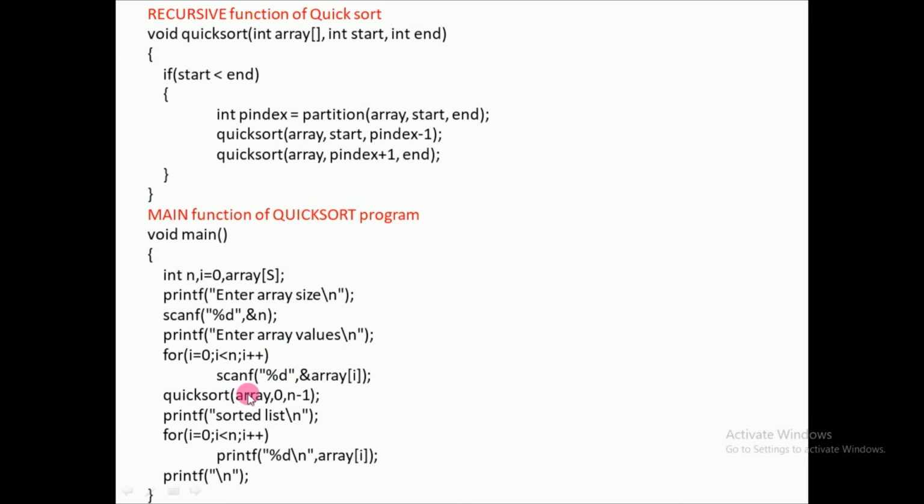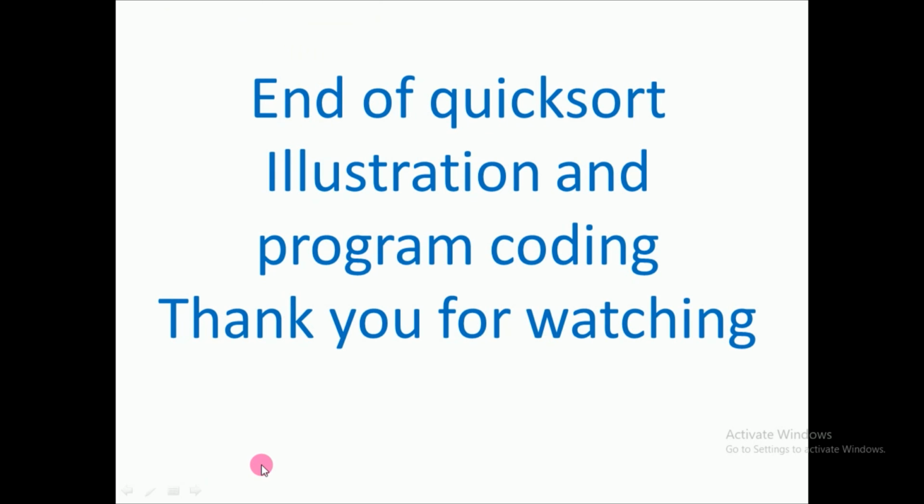Then we will call the recursive function quicksort with the array we have taken, then 0, which is represented as start in the quicksort function, and n minus 1, which is represented as end in the quicksort function. Then it will do all the quicksort process, and at the end we will display the sorted list by using another for statement. So this is the end of this quicksort illustration.